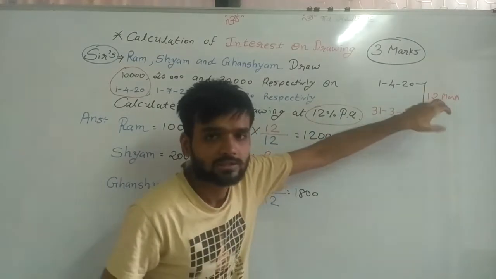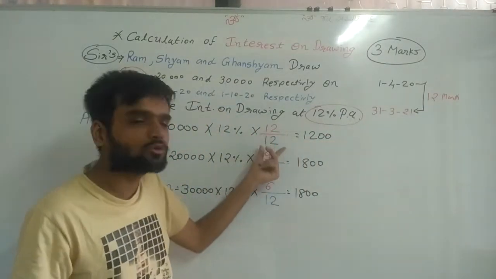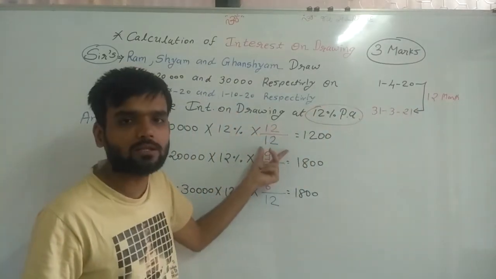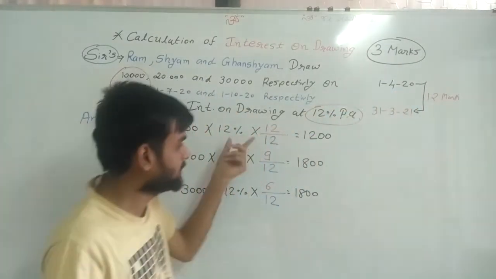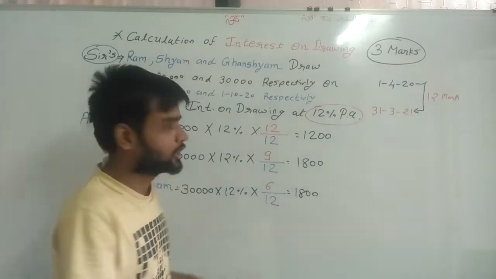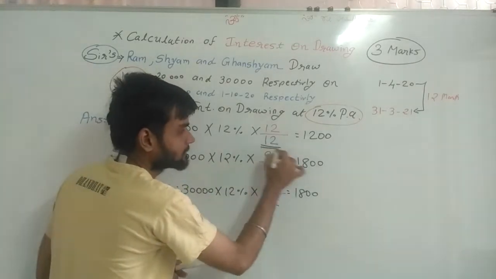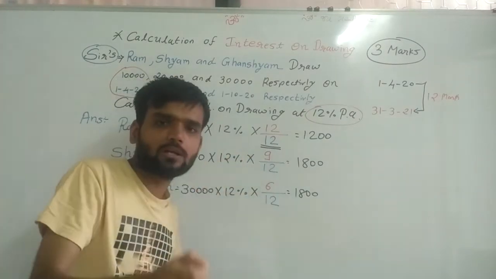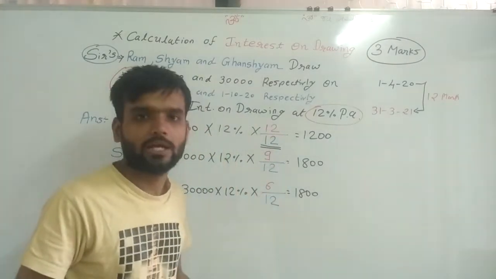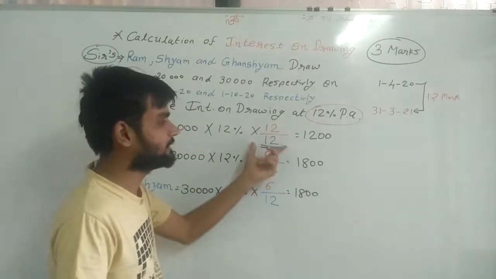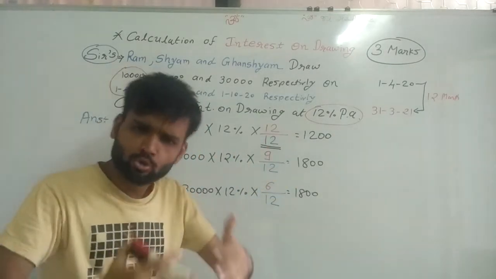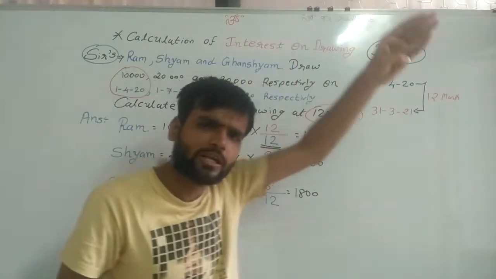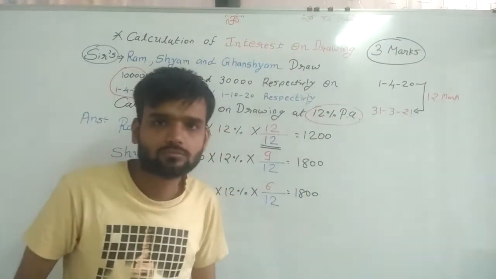Suppose here 7 months, then into 7 upon 12. Suppose here 8 months, into 8 upon 12. Suppose here 3 months, then into 3 upon 12. 12 remains fixed. Divide by 12 remains fixed because it is yearly, and yearly months are 12. That's why divide by 12. That you know very well. All these things are already in your 8th, 9th, 10th standard also.